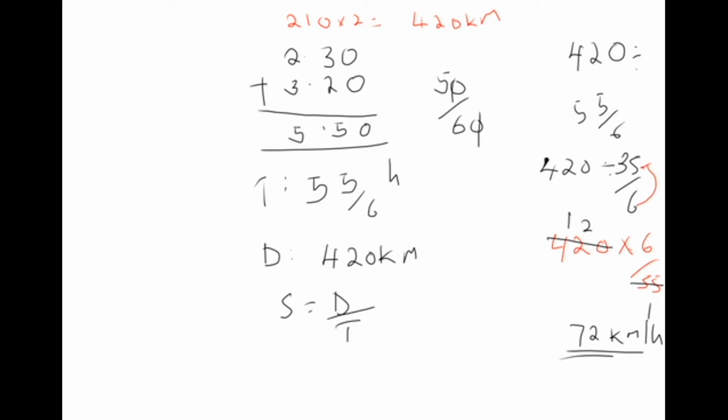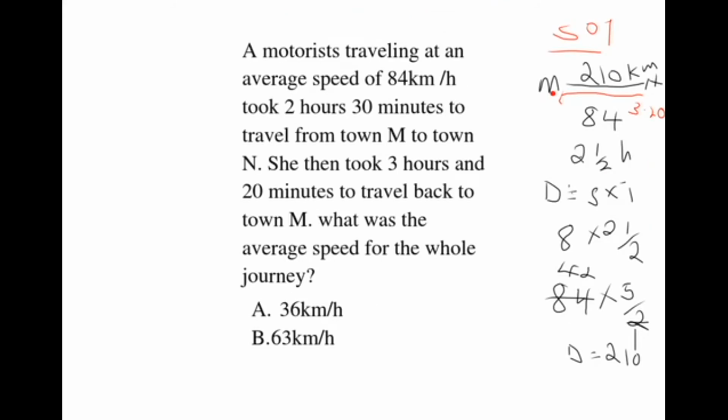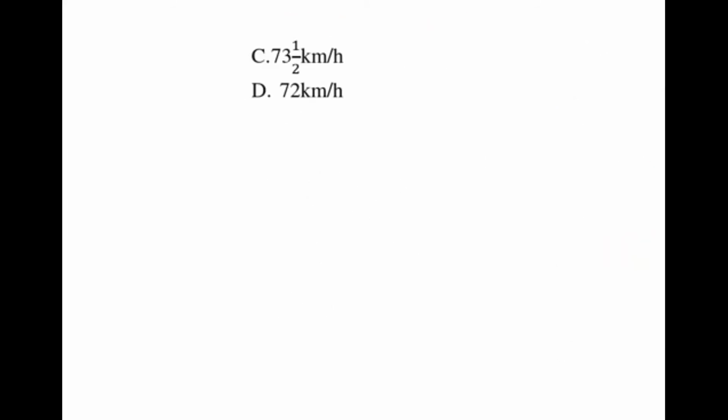Kilometers per hour. Therefore, our correct choice is D.